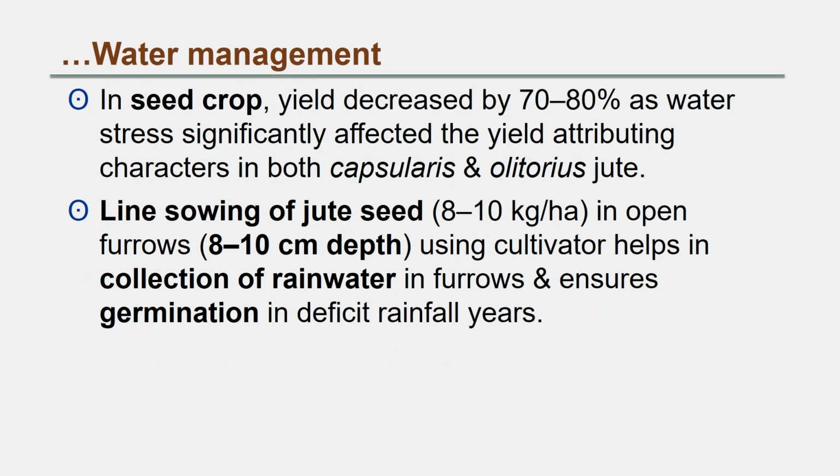In seed crop, yield decreased by 70 to 80% as water stress significantly affected the yield attributing characters in both capsularis and olitorius jute. Line sowing of jute at 8 to 10 kg per hectare seed rate in open furrows of 8 to 10 centimeter depth using cultivator helped in collection of rainwater in furrows and ensured germination in deficit rainfall years. So, such kind of practices can be helpful under drought stress.